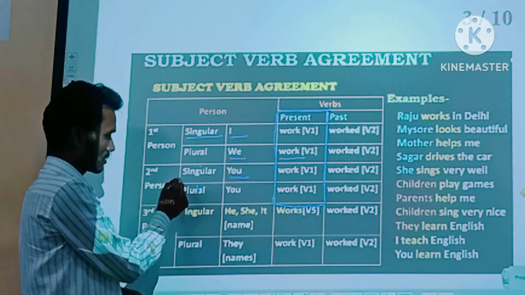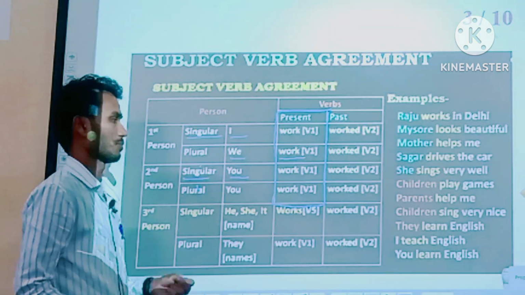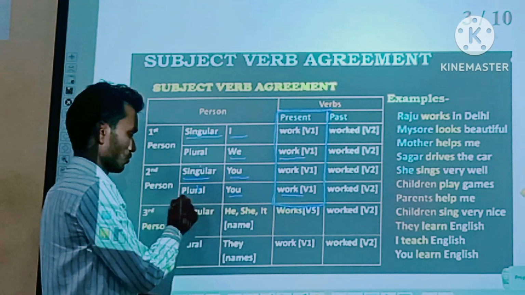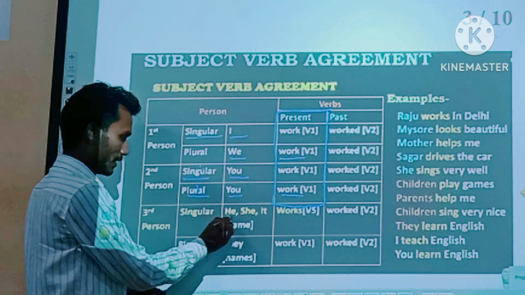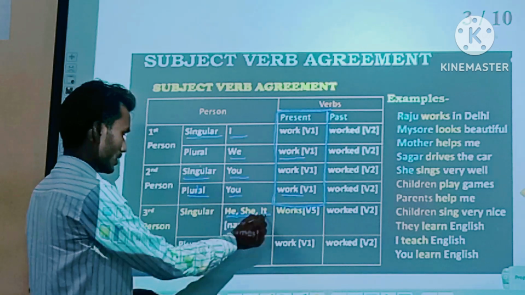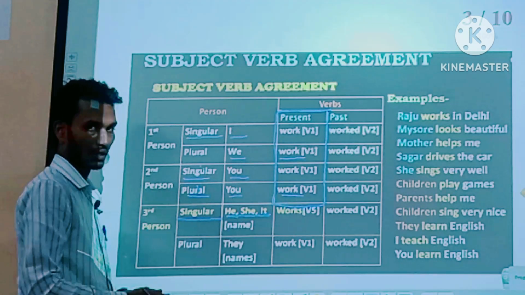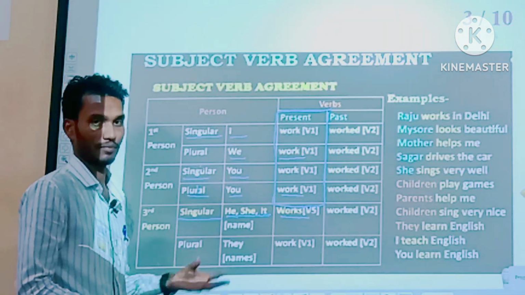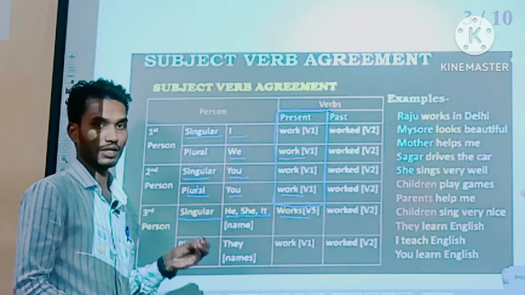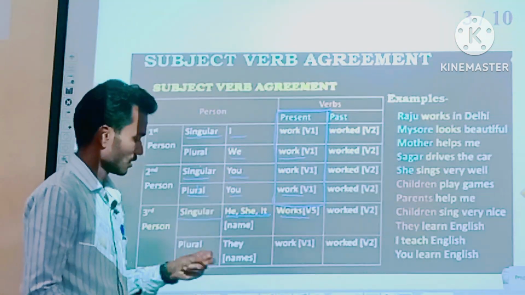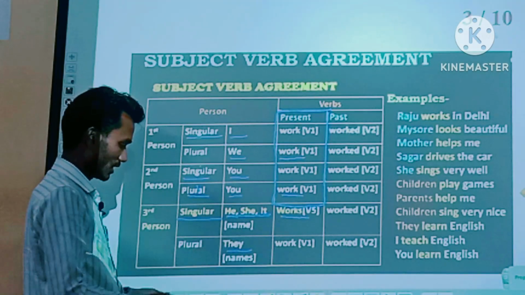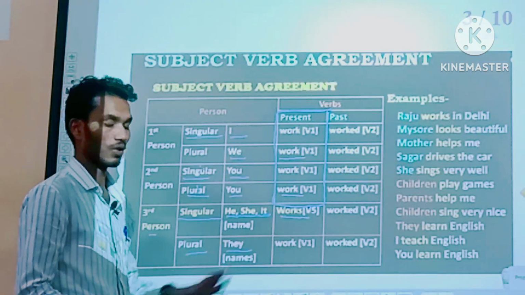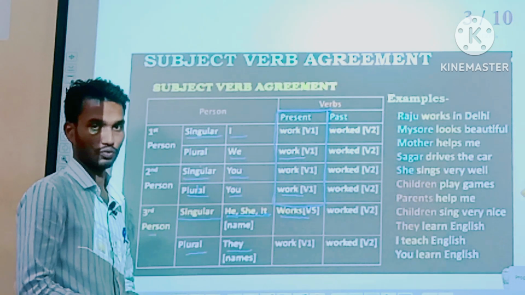You is second person singular, right? For example, you work in Mysore. You work in Mysore, right? So here he, she, it, these are the third person singular, right? So the verb here is singular. We should use a singular verb. She works in Mysore. He works in Mysore. It works in Mysore, right? They is third person plural. So the verb here is work. They work in Mysore, right?